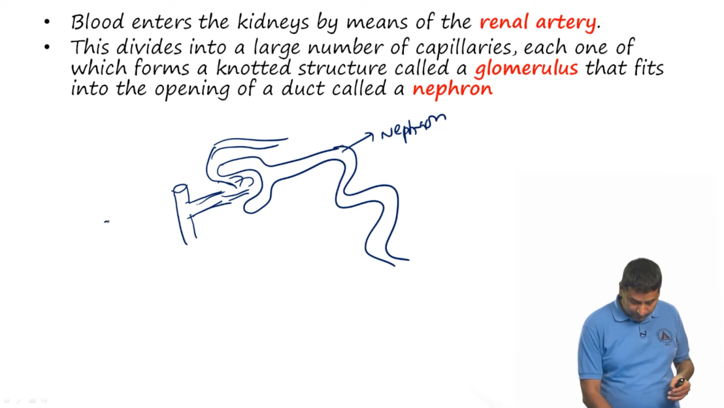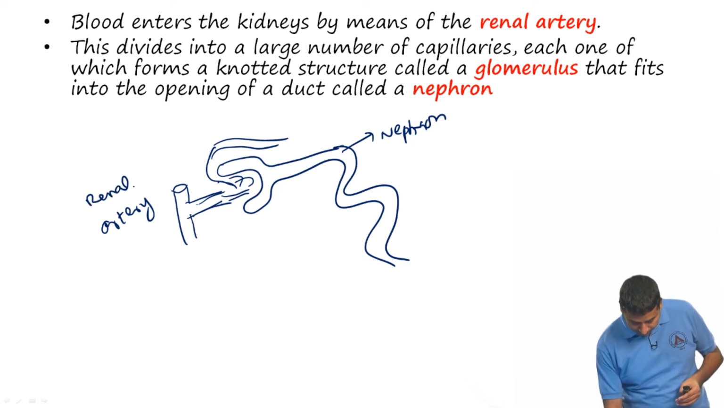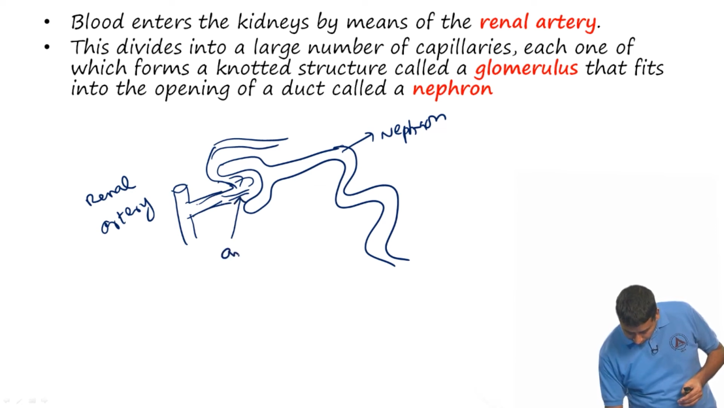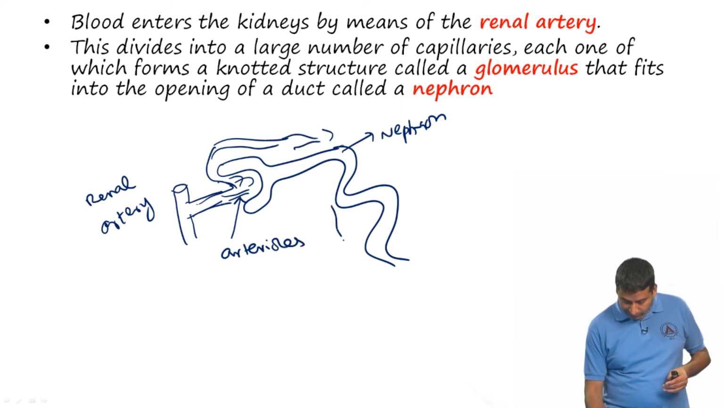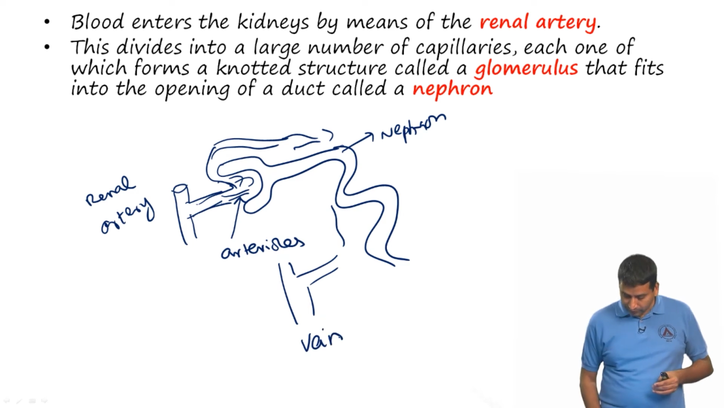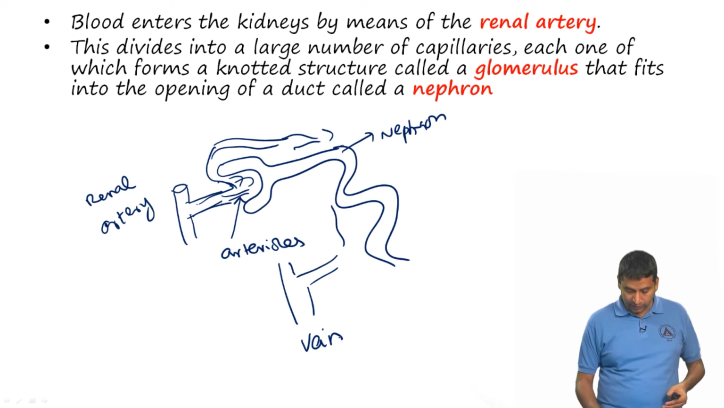This is the artery, and this is the renal artery, and these small things here are called arterioles, and they go back and surround themselves and come back here and form the renal vein. So, this is a cartoon representation of how the glomerulus and the nephron look.